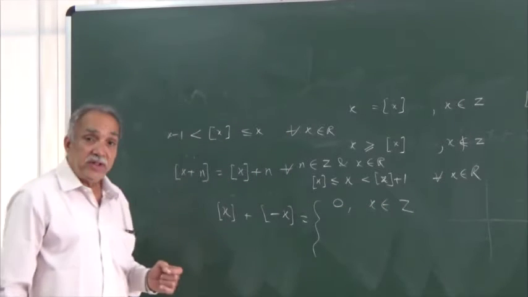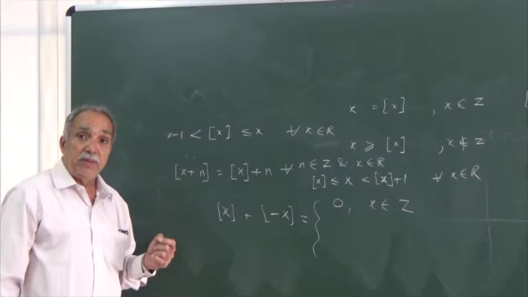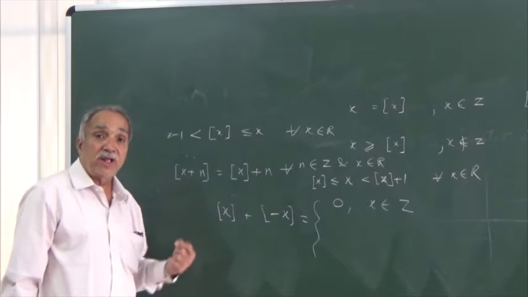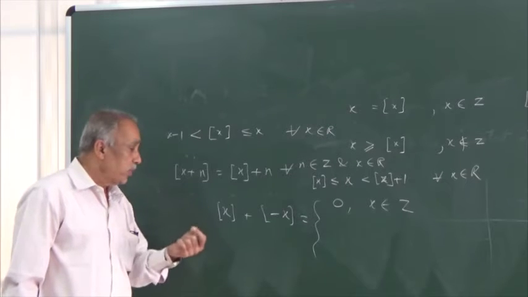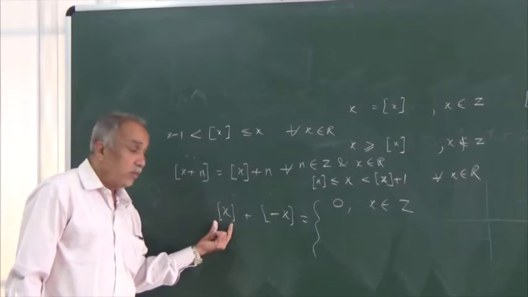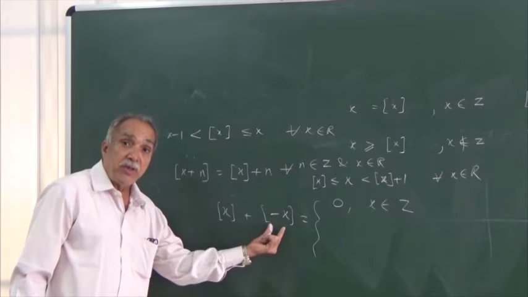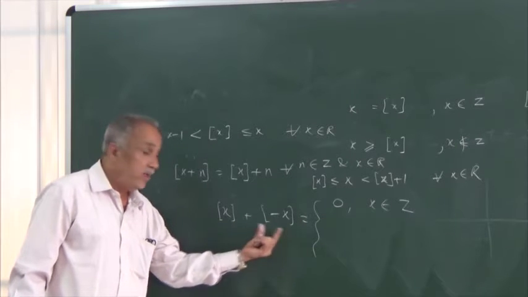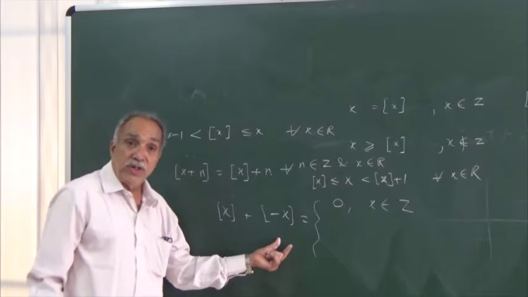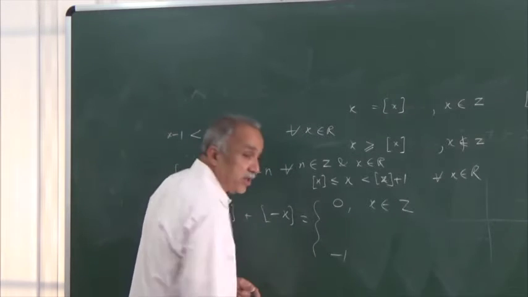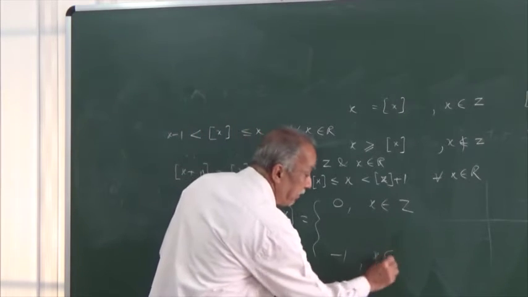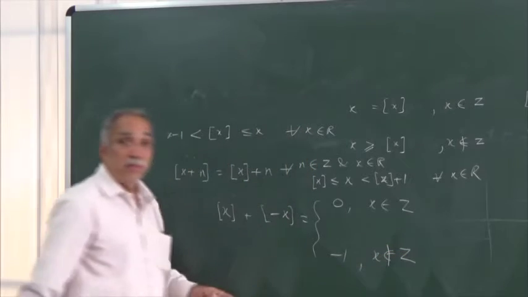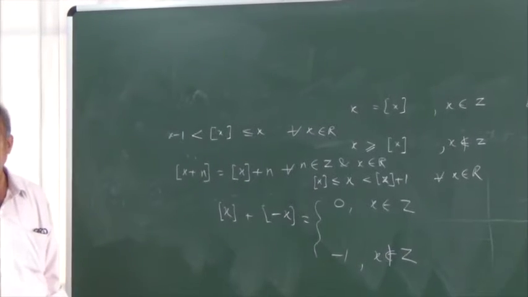Suppose x is not an integer, x is some other real number, a real number involving some fractional part. Say for example 2.1, this is 2, and the integer part of minus 2.1 is not minus 2, now it will be minus 3, and we get the sum equal to, instead of getting 0, we get it as minus 1, and this will apply for every real number other than an integer.